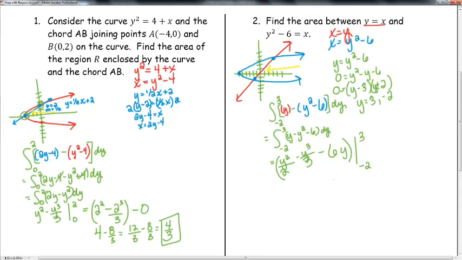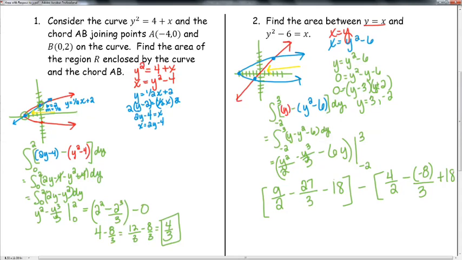So if I plug in 3, 3 squared is 9, so I have 9 over 2 minus 3 to the third is 27, so I have 27 over 3 minus 6 times 3, which is 18. And then I'm going to subtract that by my negative 2. So negative 2 squared is 4, so I have 4 over 2, minus negative 2 to the third is negative 8, divided by 3. And negative 6 times negative 2 is positive 18.